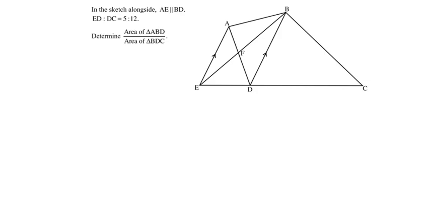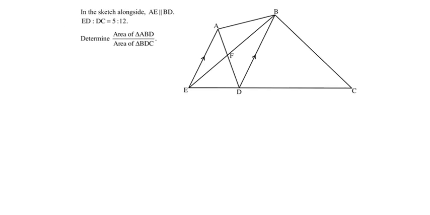So we're told that in this sketch you have AE, which is parallel to BD, and ED to DC is equal to 5:12. So the first statement there, AE is parallel to BD. This is AE, this is BD. Now if they are parallel, do we have a triangle there? No, we don't have a triangle. If it was like this, we would have a triangle, but we don't have a triangle using those two parallel lines if we check properly.